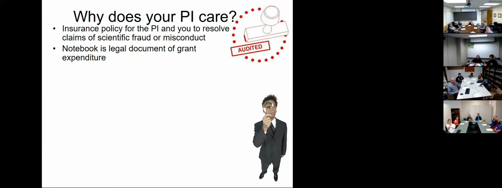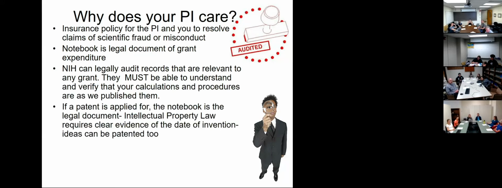The PI cares about it being an insurance policy to protect you and the PI from claims of fraud or plagiarism, misconduct, other such things. So as I said earlier, it's that legal document for the grants. NIH can actually come and audit the records of your lab notebook for any NIH grant. So that means that A, they have to be able to understand what you did, how you did it, and verify what you did. If a patent's applied for, the notebook is proof of what you've done for that patent and part of the intellectual property law.